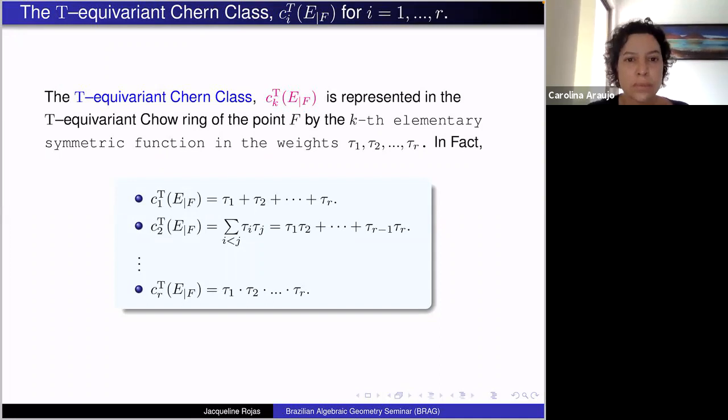Well, then the equivariant Chern class c_k^G of E, over the fiber over the point, is represented in the equivariant Chow ring of the point by the k-th elementary symmetric function in the weights tau_1, tau_2, ..., tau_r. In fact, and this is important for our application, the first Chern class, the equivariant Chern class, is given by the sum of those weights. The second class is given by the sum of the products. And the top Chern class is the product of these weights.